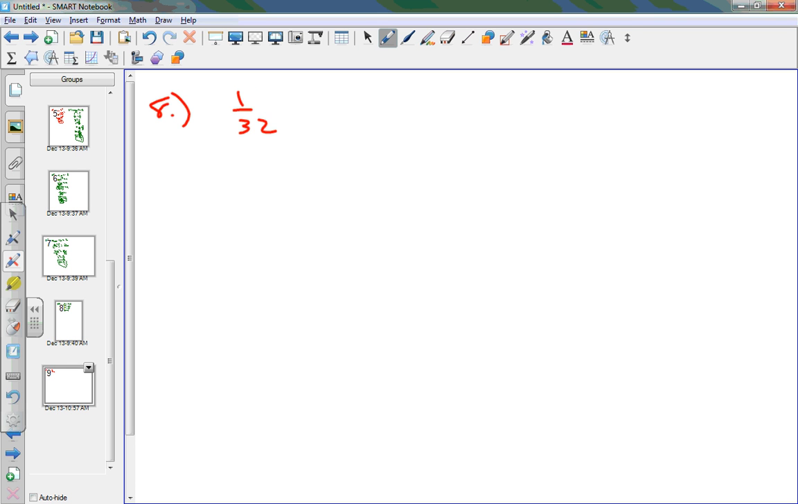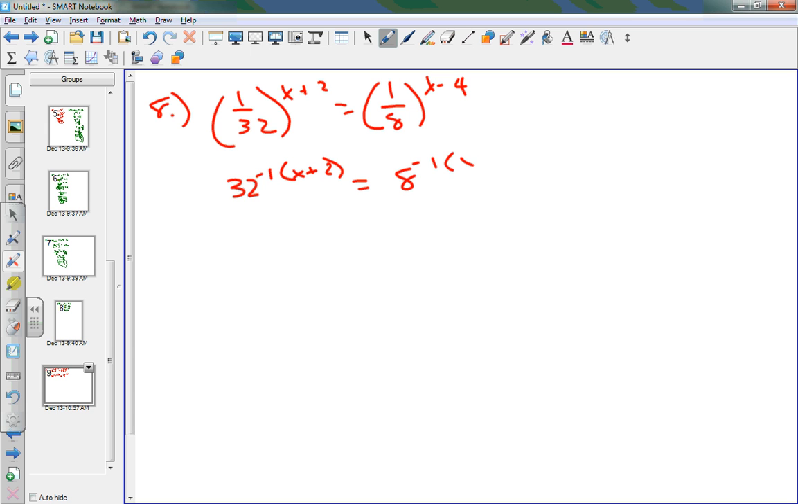1 over 32 raised to the x plus 2 is equal to 1 over 8 raised to the x minus 4. First of all, let's get rid of the fractions. To make them what? 32 to the negative 1 to the x plus 2 is equal to 8 to the negative 1 to the x minus 4. Can I rewrite 32 and 8 to have exactly the same base? And what would that base be?